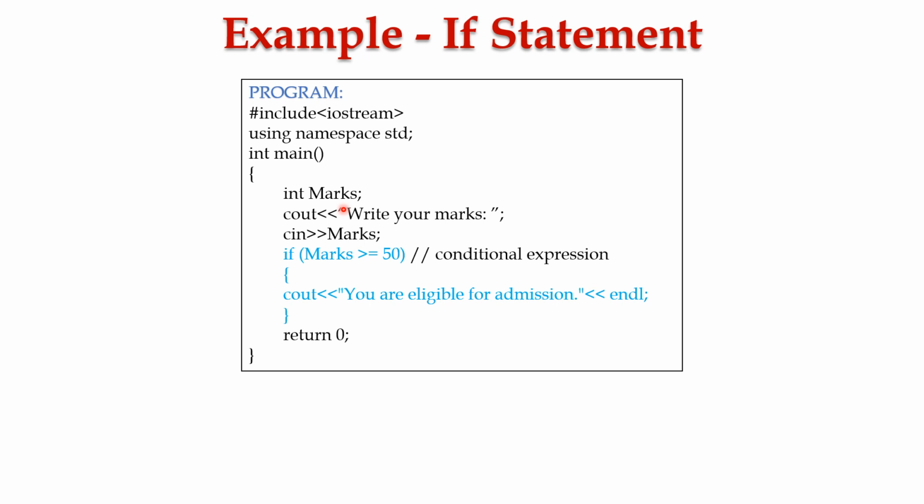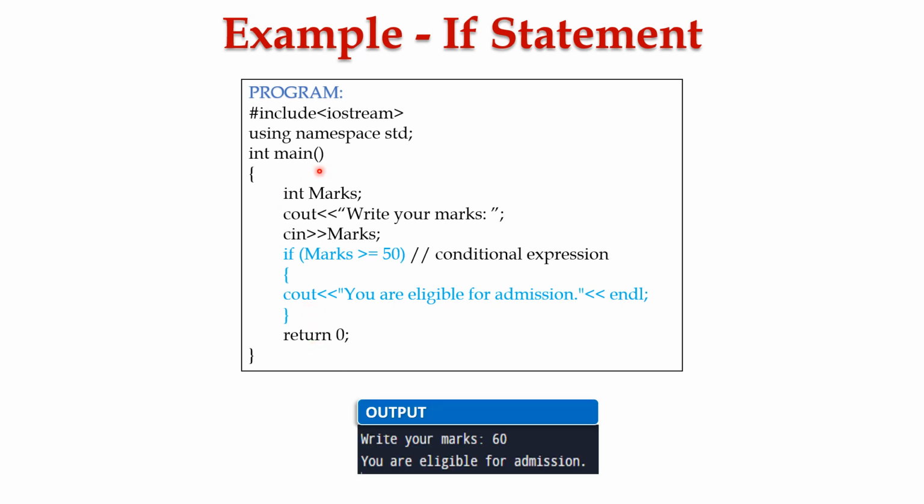In main function, we have declared the variable marks of integer data type, and using cout statement, we have displayed enter the marks statement to the user. Using cin statement, we have obtained the value for the variable marks from the user. Then by using if condition, we are verifying that the value for marks is greater than or equal to 50. And if it is greater than 50, we can display the message that you are eligible for admission to the user using cout statement. Then return statement is given.